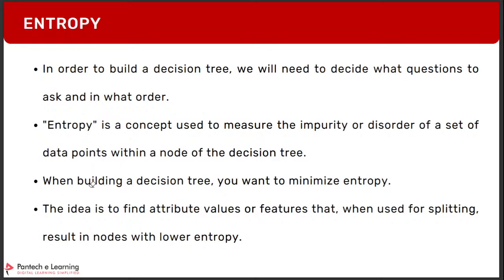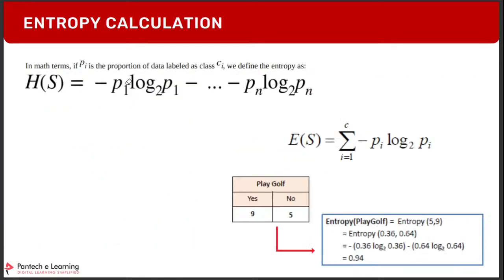When you are building a decision tree, your final task is to minimize the entropy value, minimize the disorder or randomness. So the idea is to find attribute values or features that, when you use them for splitting, will give you low entropy finally. So the calculation of entropy is this one.